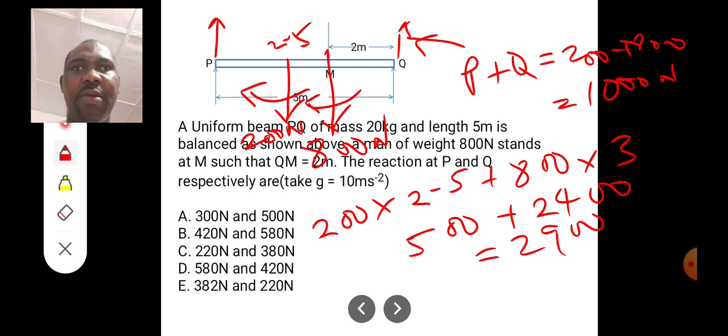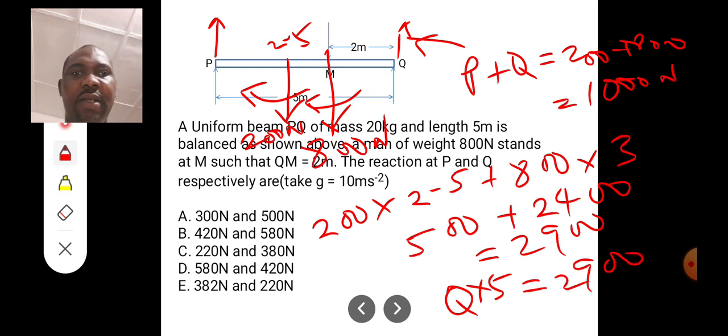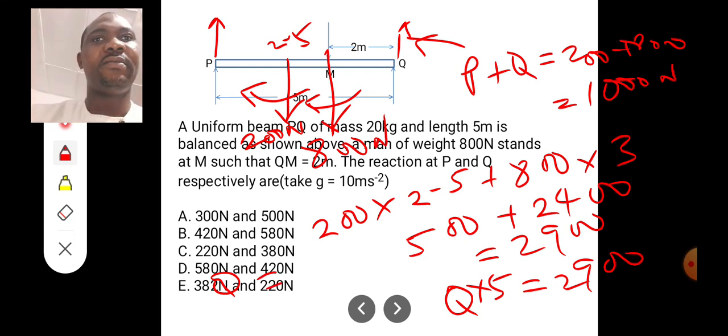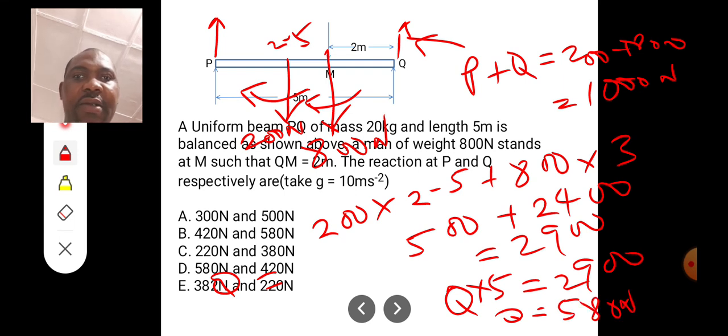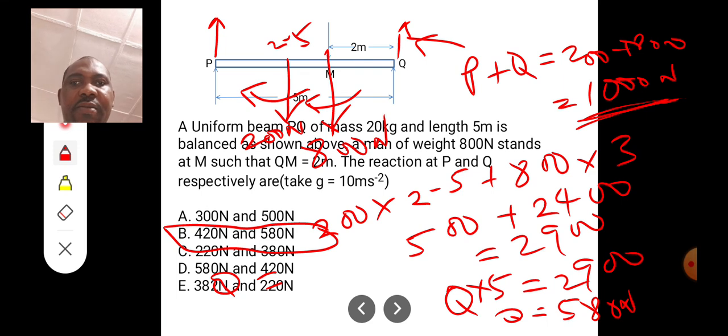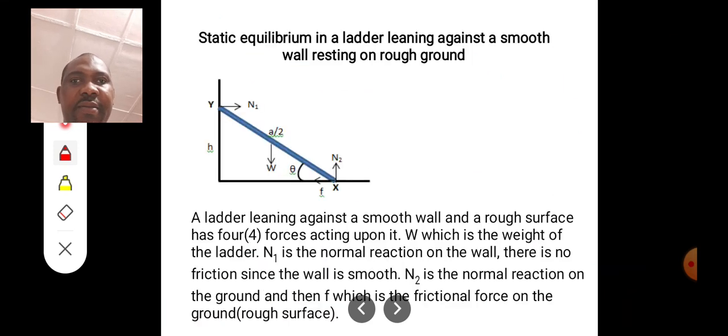Now, Q, if I direct Q, is going to be Q multiplied by 5. Q multiplied by 5 equal to 2900. Clockwise equal to anticlockwise. That means Q now will be 2900 divided by 5. If we do that, we are going to get 580. So that means Q is equal to 580. If Q is 580 newtons, then it means that my P will be 420 because they both sum to give 1000. So the answer, P is 420, Q is 580. So the answer to this question is B. This is beautiful.